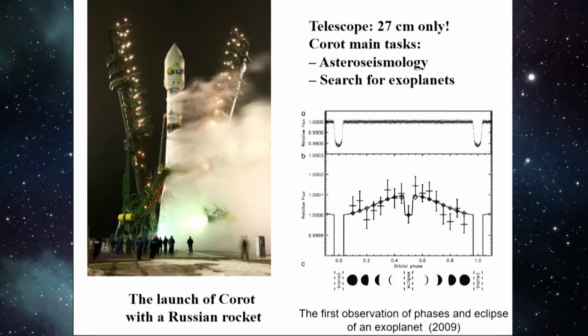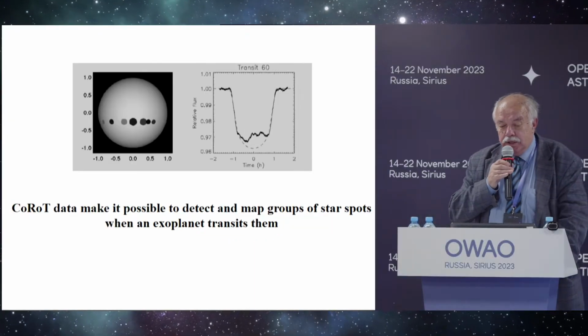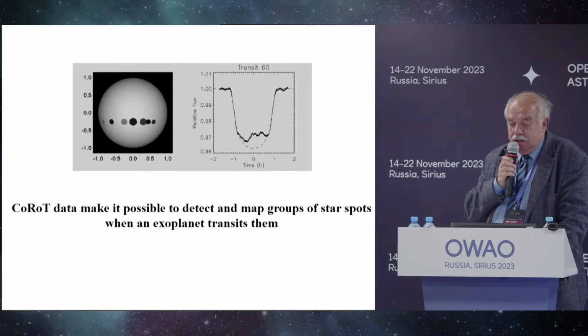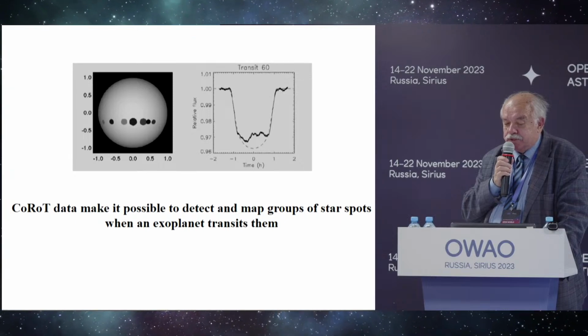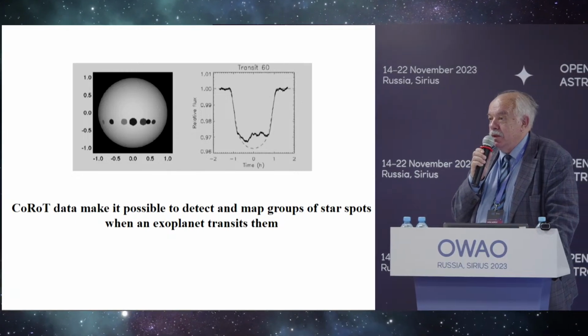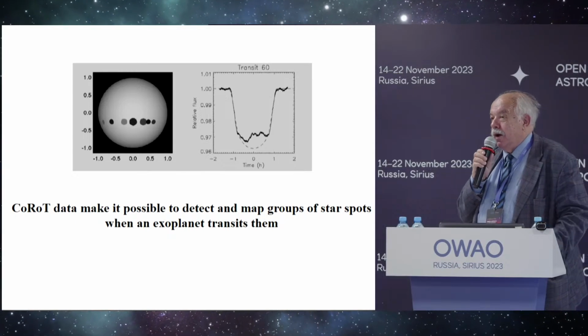It's very interesting. The Owao photometric quality was so high that it was possible to detect groups of star spots when an exoplanet transited them, and even to map star spots if the exoplanet crossed them often enough and the spots didn't yet disappear. It was possible to map such groups.